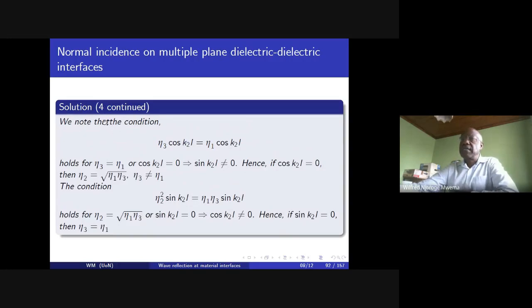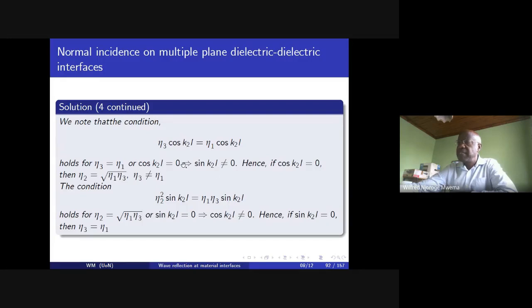We note that the condition eta 3 cos K2L equal to eta 1 cos K2L will hold if we have eta 3 equal to eta 1, okay? Or we have the cosine of K2L equal to 0, okay? If that one is equal to 0, then eta 3 and eta 1 can have any value. But if eta 3 is equal to eta 1, then the cosine cannot be 0. Okay, it can have any value.